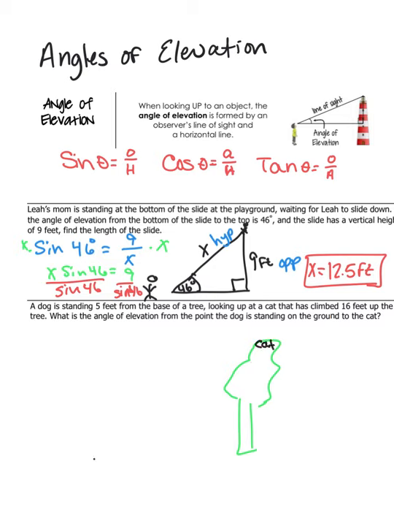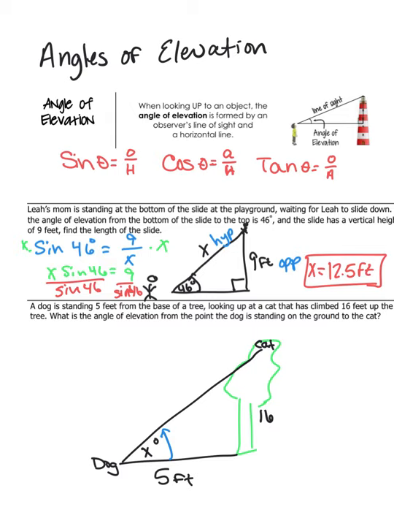Down here we have a dog. The dog is on the ground. And the dog is standing 5 feet from the base of the tree, and he's looking up at the cat. And I want to know, what is the angle of elevation if this cat has climbed 16 feet up the tree? So in this case, I don't know my angle, and I'm looking for the angle of elevation.